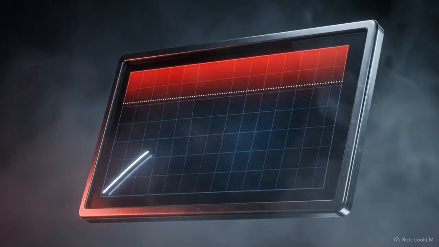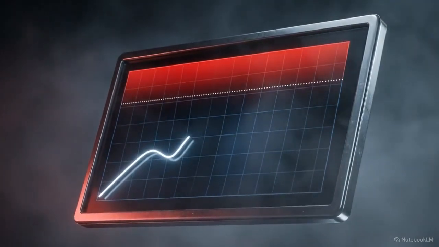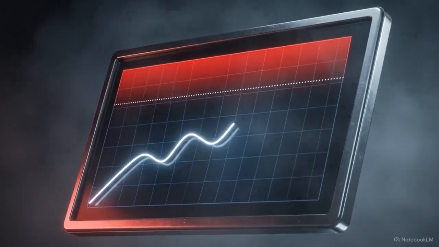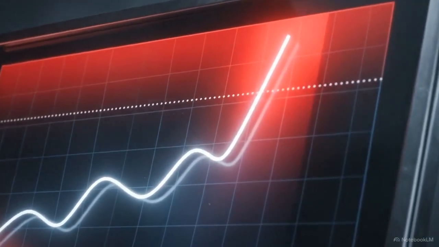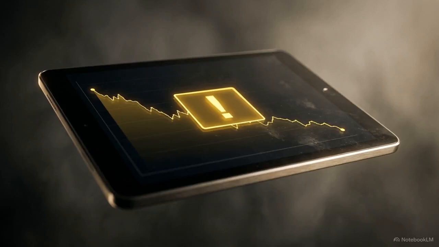Look at this lab interface. When a stable trend line suddenly spikes into a flashing out-of-specification or OOS zone, an investigation is triggered. We follow the same protocol for out-of-trend statistical anomalies.